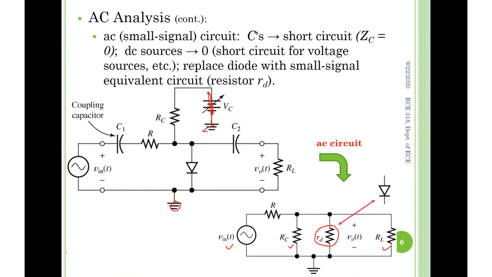This is the AC circuit. From here you can do a nodal or even mesh analysis, whatever you want, to find out whatever is being asked. And RD, of course, once again, equals VT over IDQ, right?